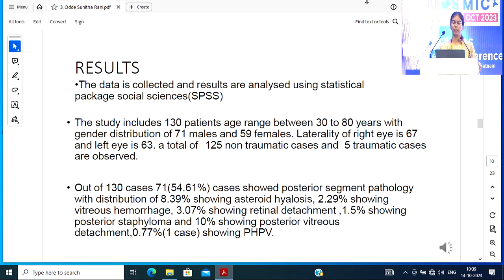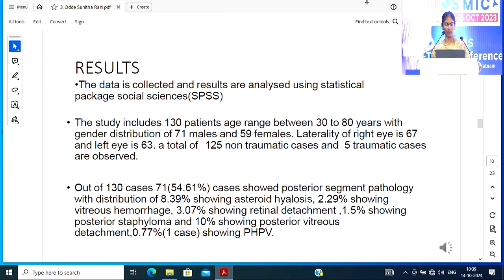Results: the data is collected and analyzed using the Statistical Package for the Social Sciences. The study includes 130 patients, age range between 30 to 80 years, with gender distribution of 71 males and 59 females. Laterality: right eye is 67 and left eye is 63. A total of 125 non-traumatic cases and 5 traumatic cases were observed.